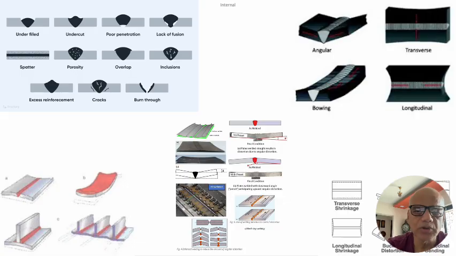So visually you will not be able to see that, but the red dye will surely come out as you put the developer on the other side. The fifth one, the spatter. Obviously these are on the surface. Visually you can see it.